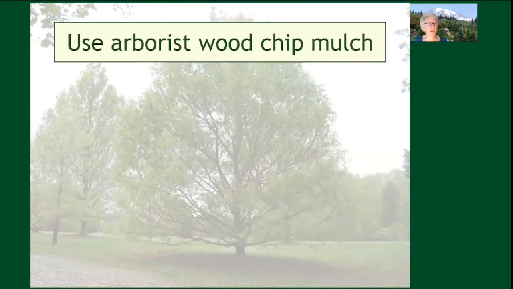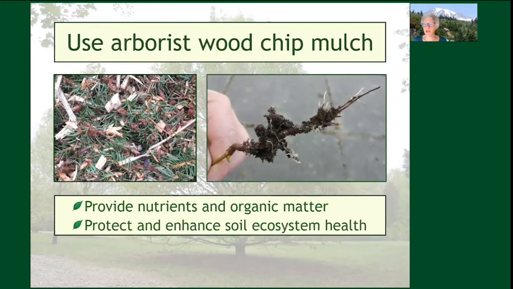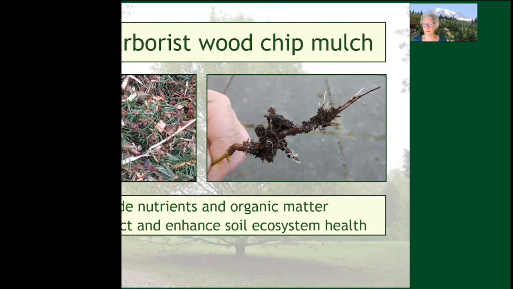Which leads to the last point, which is so important for trees, that you want to use an arborist wood chip mulch. It's going to provide nutrients and organic matter, and it's going to protect and enhance soil ecosystem health. This is what's going to make your roots functional. This is what's going to make nutrients available on a slowly released basis. This is going to be what leads to a sustainable landscape.